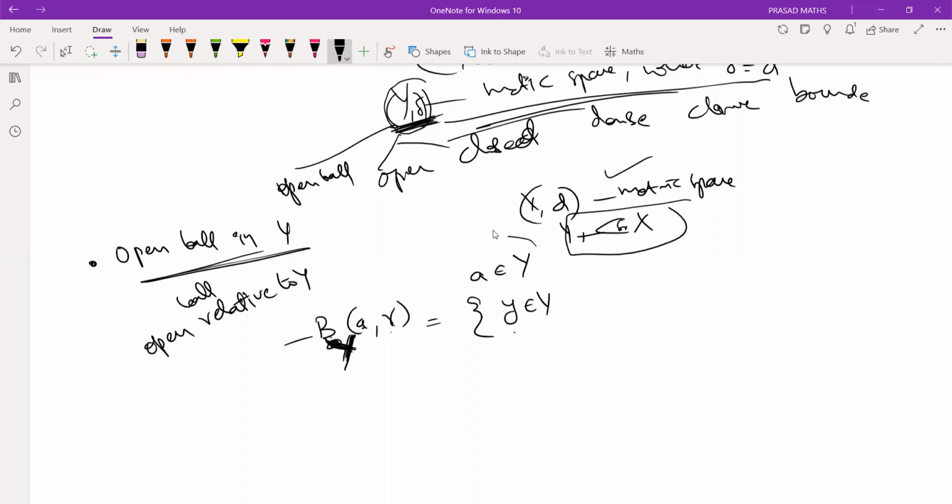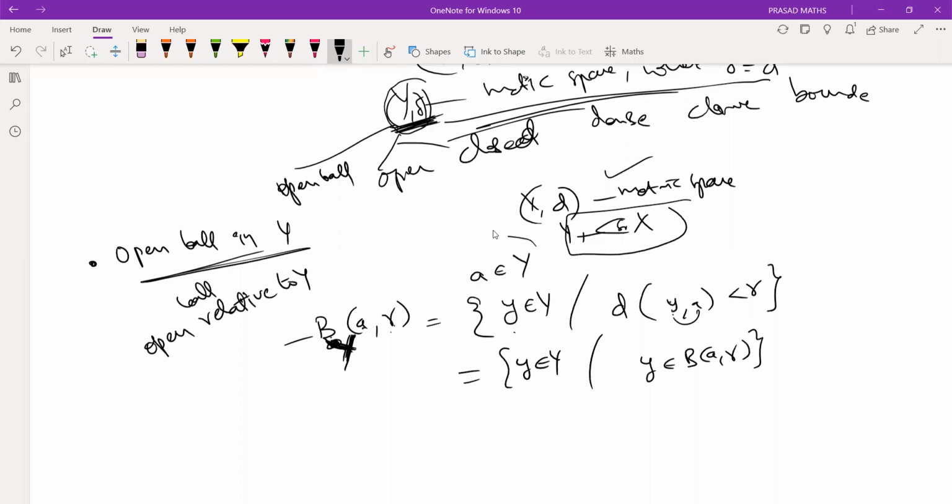So the set of all elements in the metric space such that the distance between y and a is less than r. That means the set of all y in Y such that d(y, a) is less than r, which means y should be in the ball centered a, radius r. This is my open ball in the full space. This is my open ball in the subspace. So the set of all y in Y that are in the ball. That is an intersection: the set of all points in an open ball in X intersected with Y.